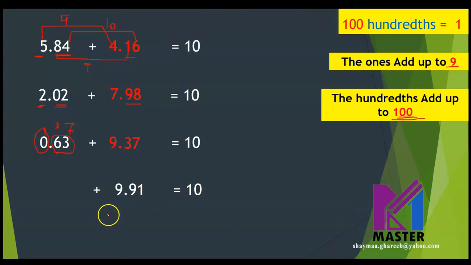Now, can you do this example on your own? I have 9.91 and I need to complete it to be number 10. So this one needs 9, this 9 needs 0, and this 9 needs 0. Because we said the sum here should be 9. The sum here should be 9. The sum here should be 10. So I can say that the missing number is 0.09 or 9 hundredths.